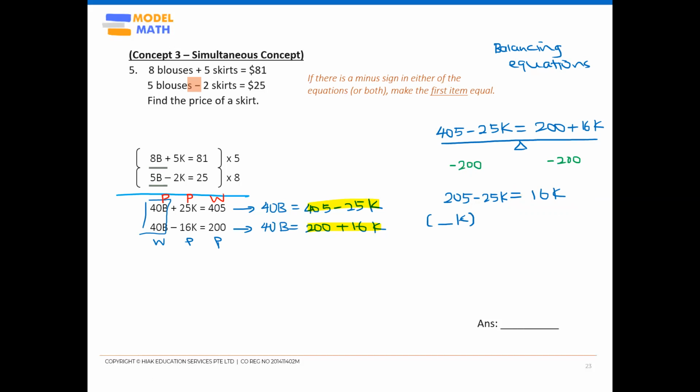I hope you can tell that this is simply 16 plus 25. You can press the calculator, just take 16 plus 25. This will be 41k, 41 skirts in this case. Because if you do the original, 41 minus 25 gives you 16, right? So this should be 25 plus 16 to get 41 here. Can you see that it goes back to 41k equals 205? And of course, I can go on to find 1k from there just by doing the division.